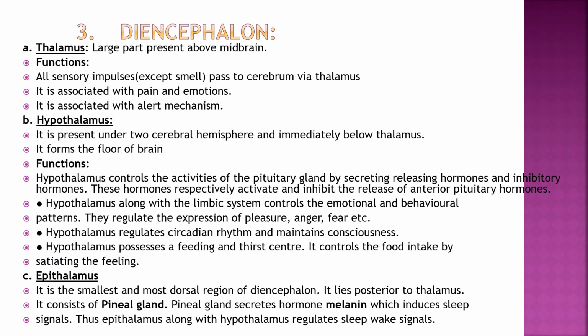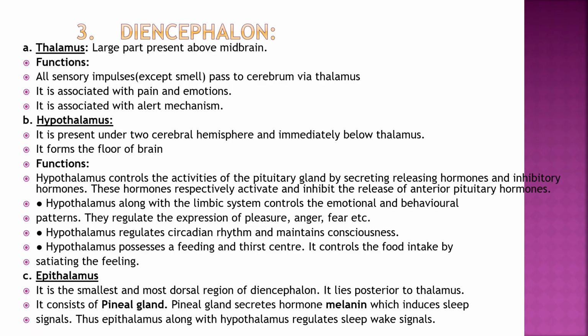Diencephalon has three parts: thalamus, hypothalamus and epithalamus. So thalamus is a large part present above midbrain and functions all sensory impulses except smell pass through cerebrum via thalamus. It is associated with pain and emotion, and it is also associated with alert mechanism. Hypothalamus is below thalamus, under two cerebral hemispheres and immediately below thalamus. It forms the floor of the brain.